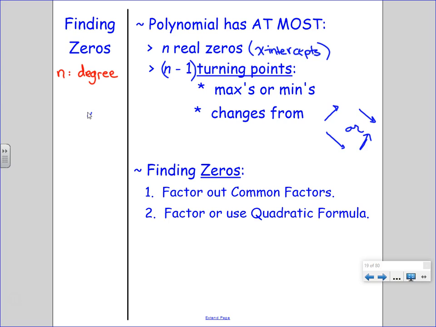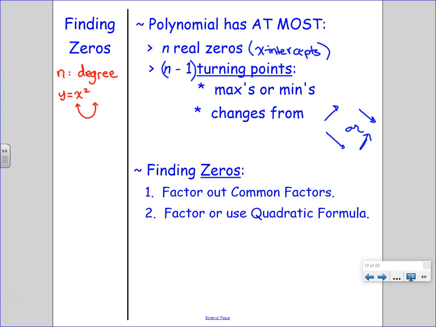Once again, at most, n minus 1 turning points. Let me show you a quick example of a turning point. If I was to give you just something basic like y equals x squared, we know its graph. It's positive, so it's concave up, like a cup, yeah? How many turning points does this function have? Just one.